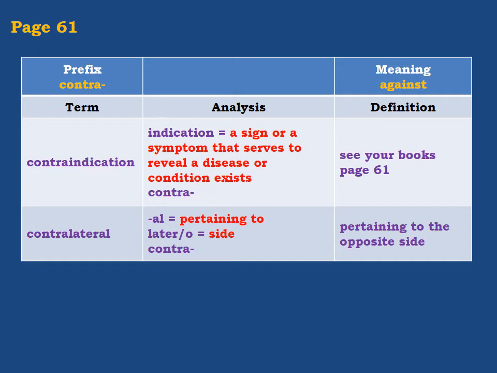Contra means against. So let's look at your books here. What does it say? Page 61. Because it is a long meaning, let's read it together and see what exactly it means. A medical reason that indicates a specific treatment, medications, procedure, or surgery should not be performed because it may harm the patient. You see? So it is what? Contraindication. It means a medical reason that indicates a specific treatment.